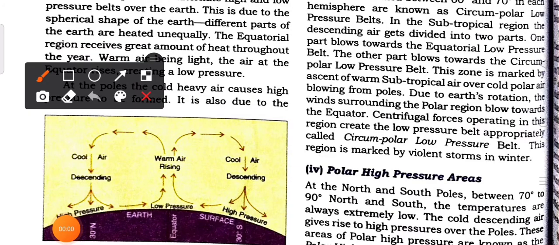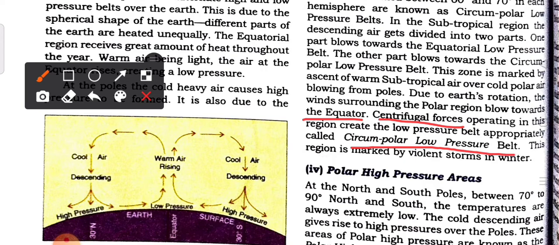Due to the Earth's rotation, the wind surrounding the polar region blows towards the equator, and there is a centrifugal force operating in this region. So, what do you mean by centrifugal force? Centrifugal force is the force that is necessary to keep an object moving in a curved path. So, the low pressure belt here is appropriately called the circumpolar low pressure belt.